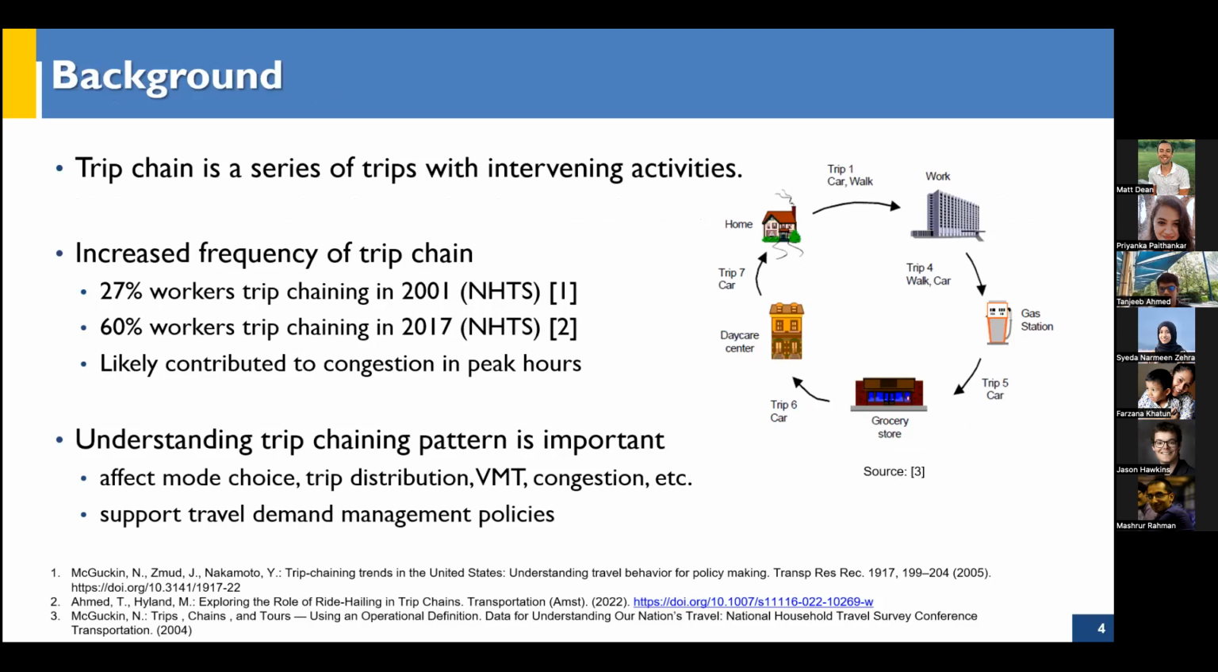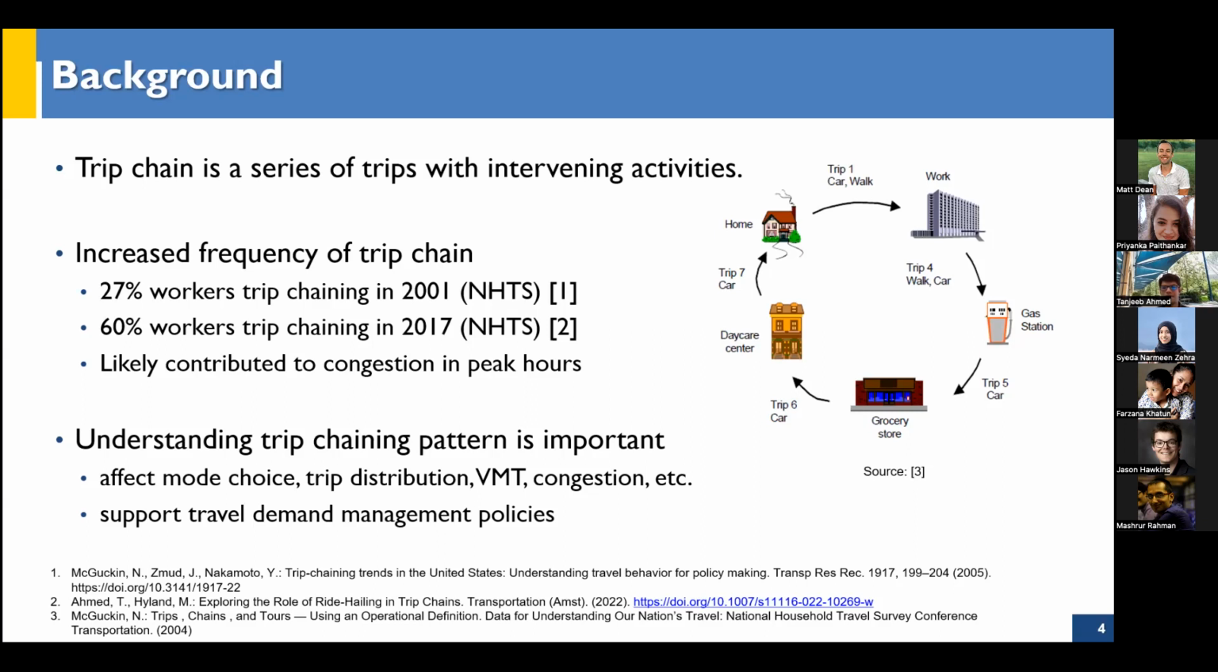So a trip chain is a series of trips with intervening activities. In a trip chain, there is one primary activity and at least one secondary activity. For example, the diagram on the right shows no trip chain between home and work, but there is one trip chain between work and home with 3 secondary activities.